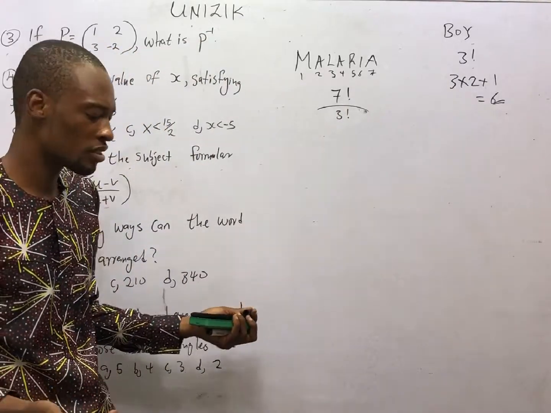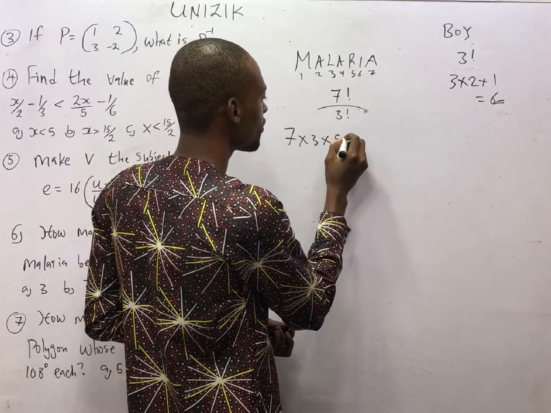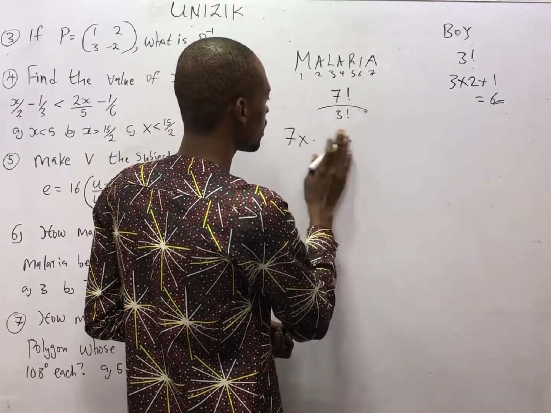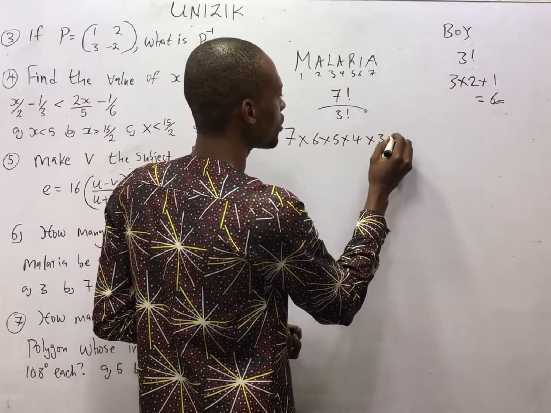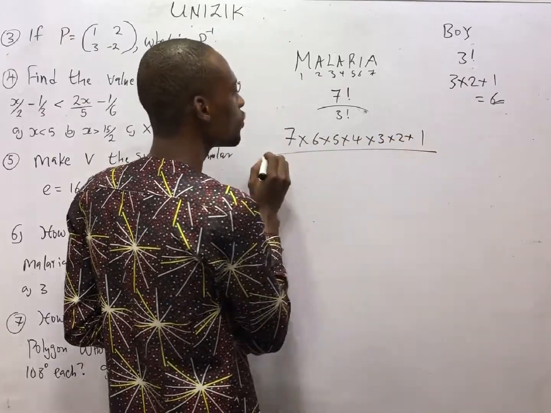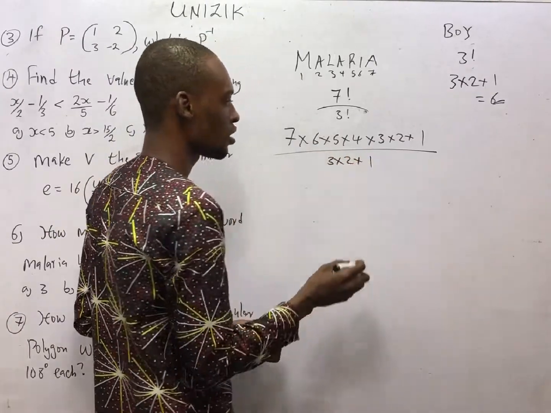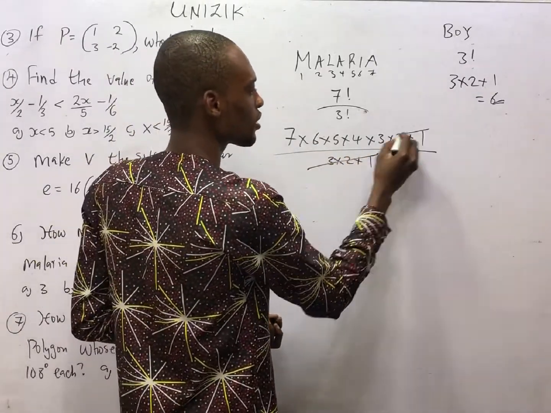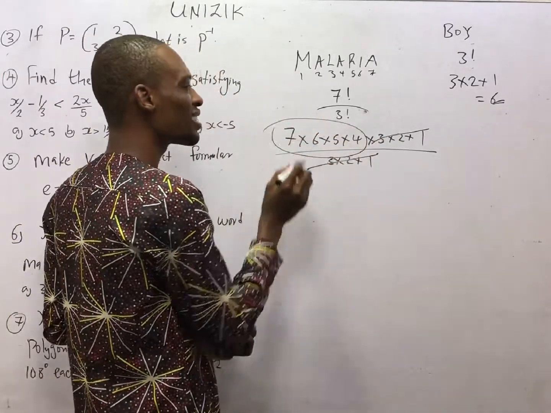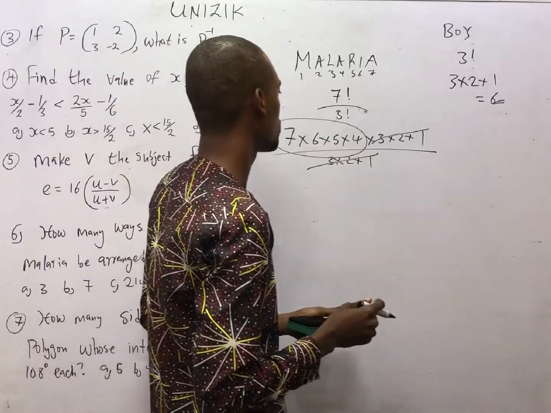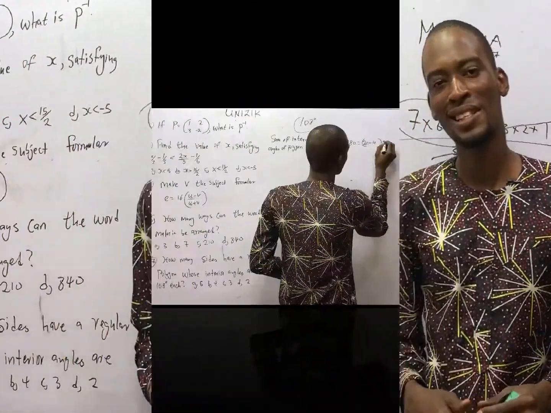What is 7 factorial? 7 factorial is simply 7 times 6 times 5 times 4 times 3 times 2 times 1 over 3 factorial, which is 3 times 2 times 1. So 3 times 2 times 1 cancels 3 times 2 times 1. So malaria can be arranged in 7 times 6 times 5 times 4 ways. That should give you, I guess, 840 ways.